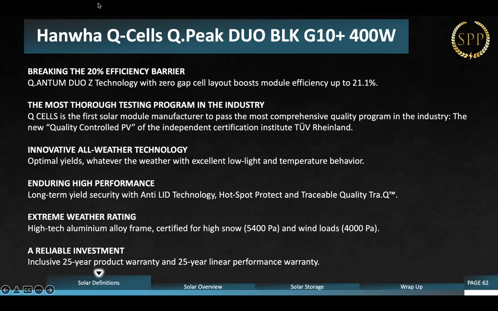So here's a little bit about our equipment. The Hanwha Q-Peak, we're using the G10 for 400 watt panels. Breakthrough efficiency is 21.1%. The Q-Cell is the first module manufacturer to pass the most comprehensive quality program in the industry. And the new controlled PV, an independent certificate issued by TÜV Rheinland, something like that. I don't know, German.